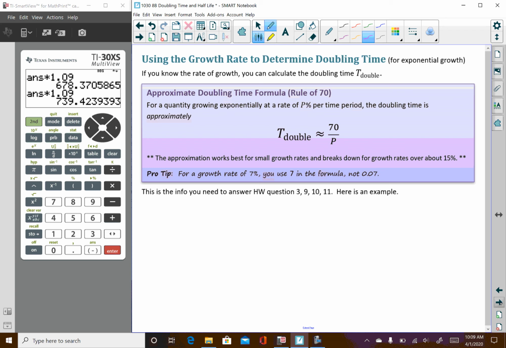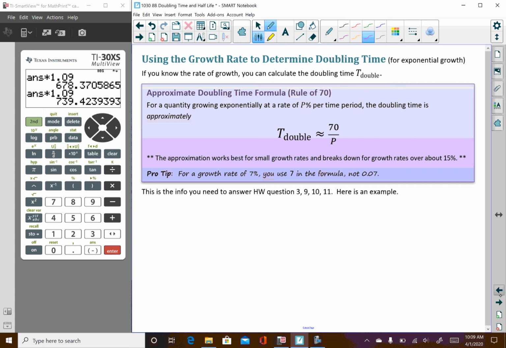Okay, so we'll do example 3. Sometimes we don't know the doubling time, so we have a formula here that we can use to approximate the doubling time if we know the growth rate as a percentage. So if it's growing exponentially at p% per time period, then the doubling time is just 70 divided by p, approximately.